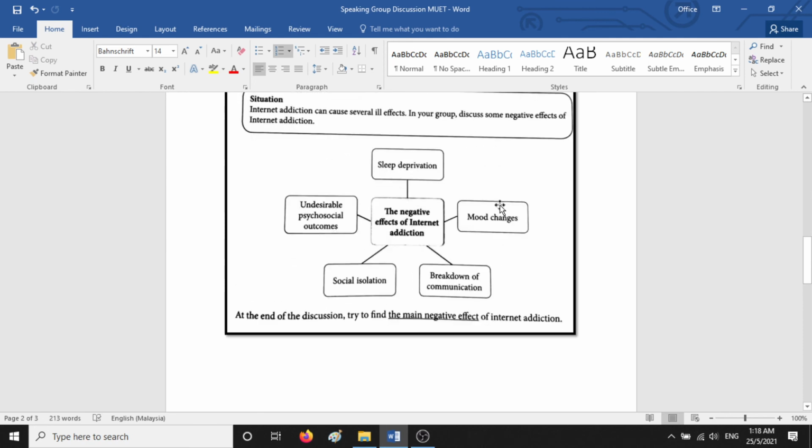If not, you may continue talking or arguing, but make sure it's not more than 12 minutes. Sometimes, if not everybody agrees with this one point, you can take the majority. For example, 3 take social isolation and 1 agrees with mood changes. So you can choose social isolation, because it is the majority. 3 of you chose social isolation and only 1 mood changes.